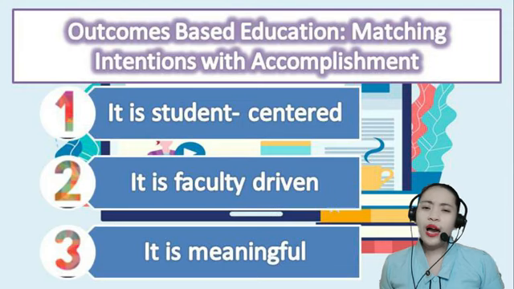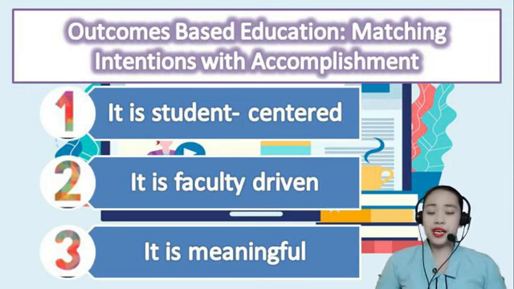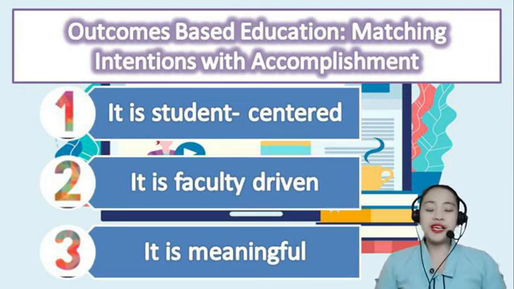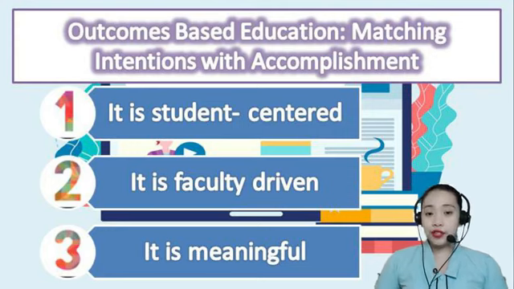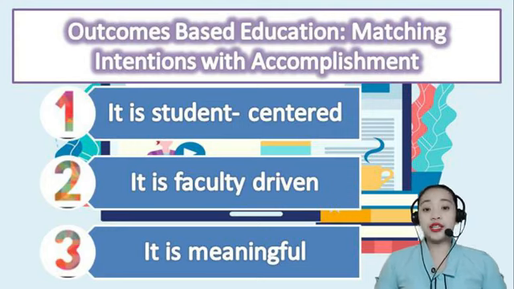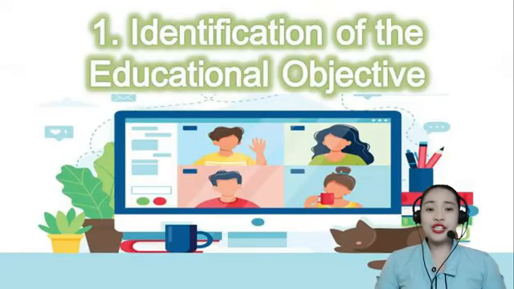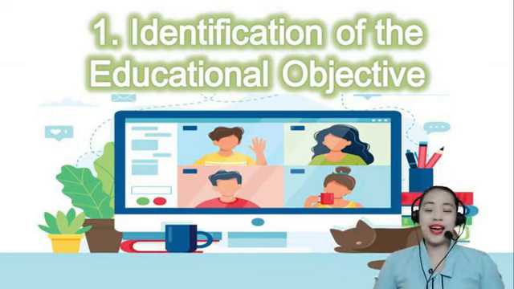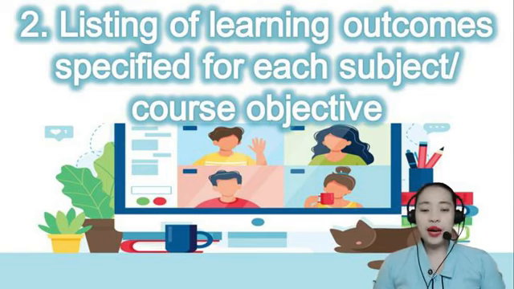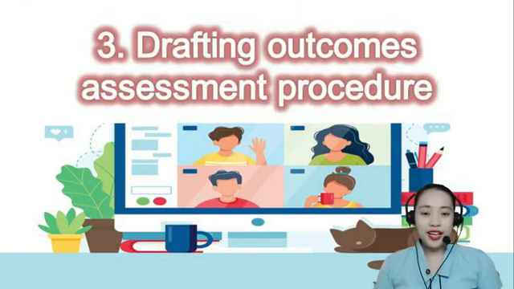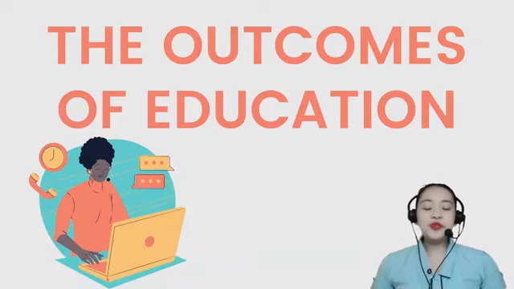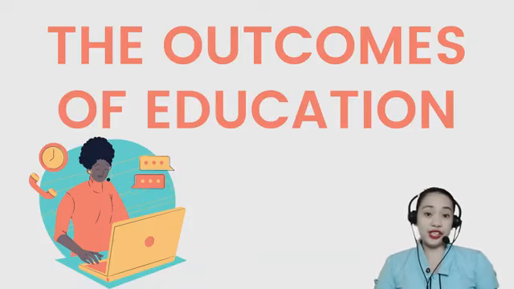Now, the question is, how are we going to implement outcomes-based education? To implement outcomes-based education on the subject or course level, the following procedures are recommended. First, identification of the educational objectives of the subject or course. Of course, you need to identify your objectives. Second, listing of learning outcomes specified for each subject or course objective. And third, you are going to draft outcomes assessment procedure. Now, let's move on to the outcomes of education.